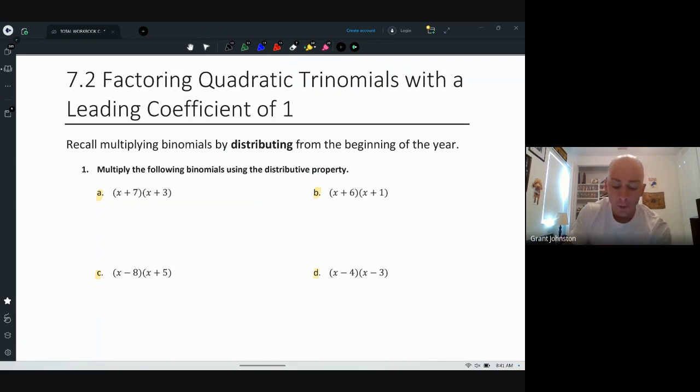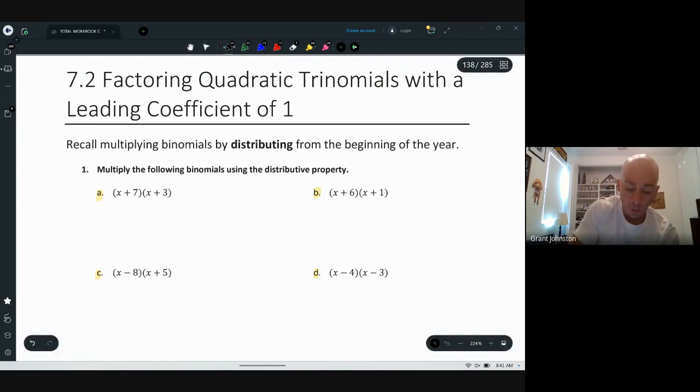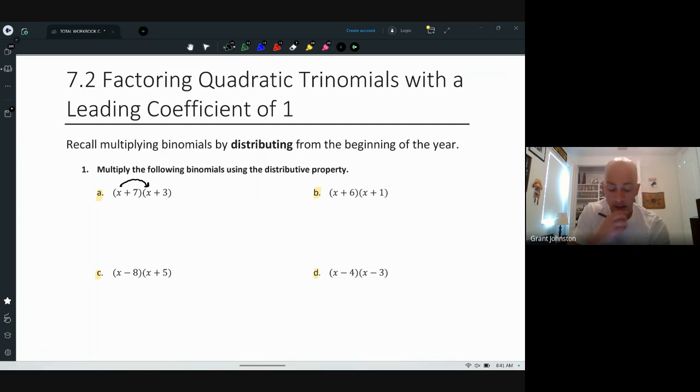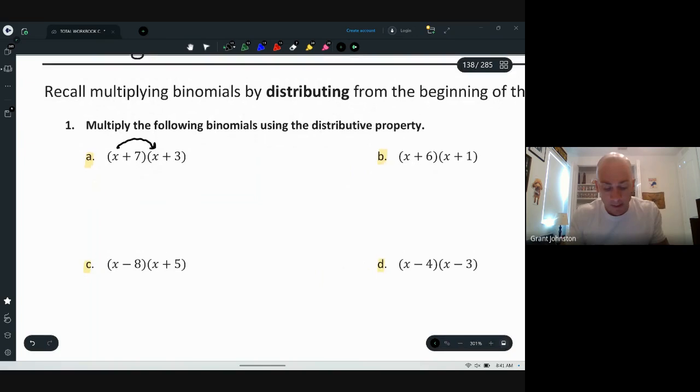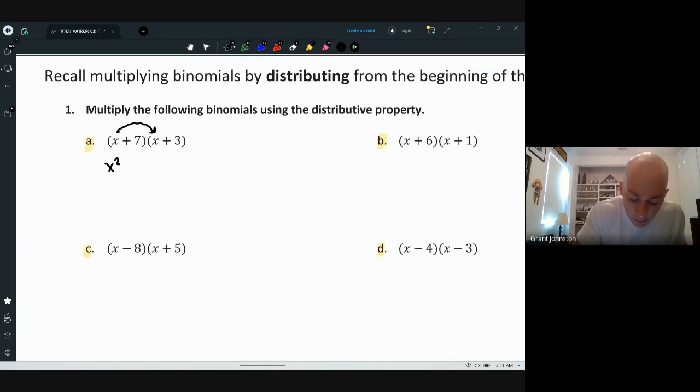It says recall multiplying binomials by distributing from the beginning of the year. So let's distribute here. Remember, we're multiplying everything in this parentheses times the quantities in the other parentheses. So x times x gives us x to the second. X times 3 would be 3x. Now I'm going to distribute 7 to everything. 7 times x is 7x. And then 7 times 3 is 21. Combine your like terms. That would be x to the second plus 3 plus 7 is 10, so 10x plus 21.